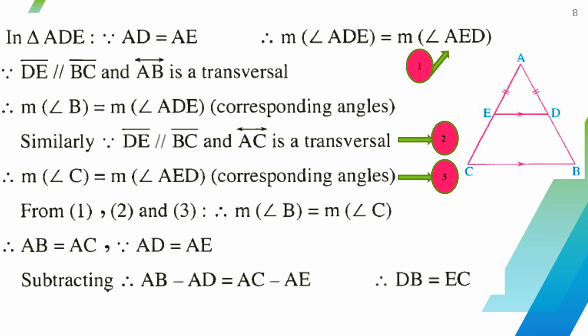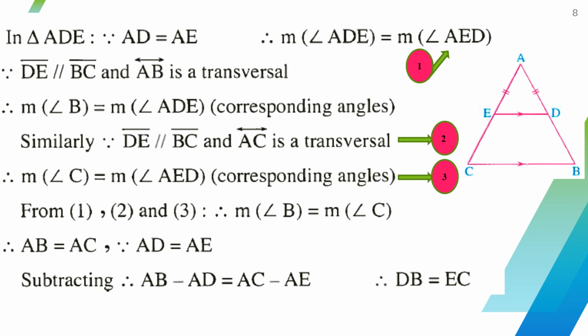Again, from the smallest triangle, I proved the measure of angle ADE equals the measure of angle AED. After that, from the parallel straight lines, I said the measure of angle B equals the measure of angle ADE and the measure of angle C equals the measure of angle AED. From 1, 2 and 3, we can deduce that the measure of angle B equals the measure of angle C. Then AB is equal to AC.